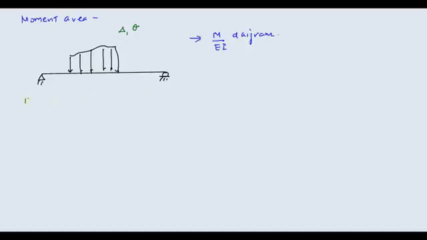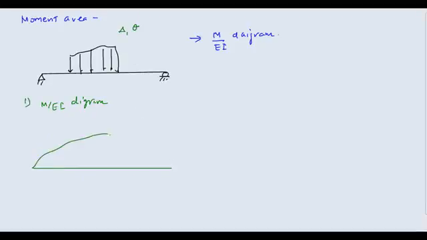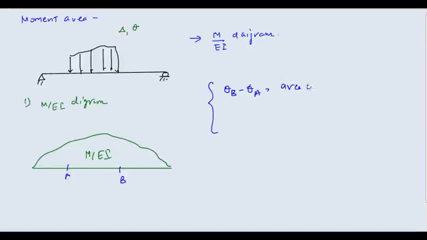Now the first thing that you will do is draw the M by EI diagram. Suppose you draw it, maybe it will come out something like this. This will be your M by EI diagram. I told you the moment area method uses two equations. Suppose you have two points here, A and B. Then theta B minus theta A is the area under the M by EI diagram between points A and B.